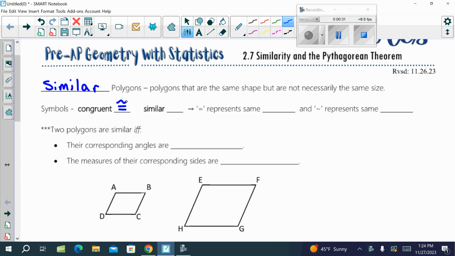Congruent meant equal in size and similar in shape. So if we take the size away, equal size, we're just left with the squiggle. So similar is just the squiggle. And once again, like I just said, the equal sign represents the same size, and the squiggle represents the same shape.